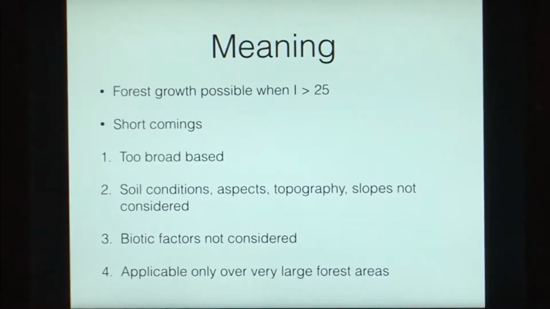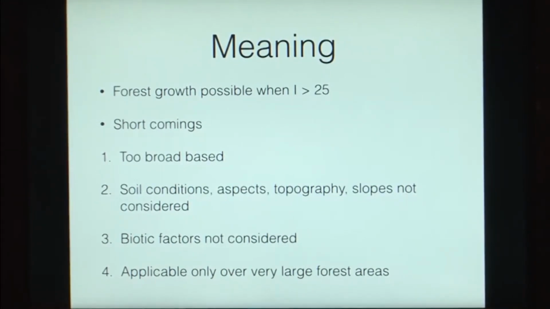So, what does it mean? What does it mean by your different values of I? So, forest growth is possible only when I is greater than 25. In areas where I is less than 25, you might be having, say, deserts, or maybe it's a permafrost, but your forest growth will not be possible then.